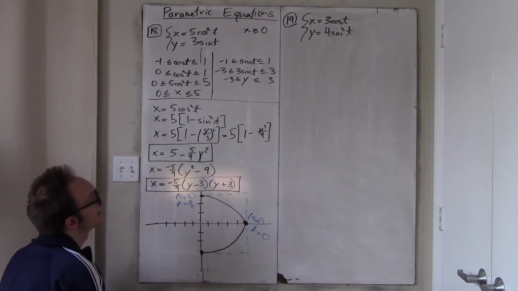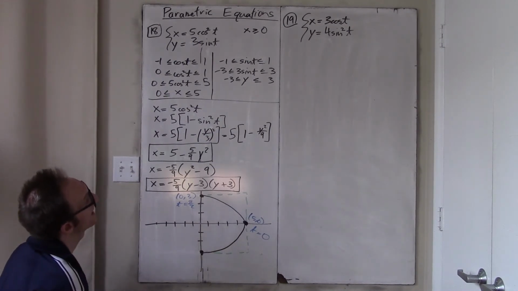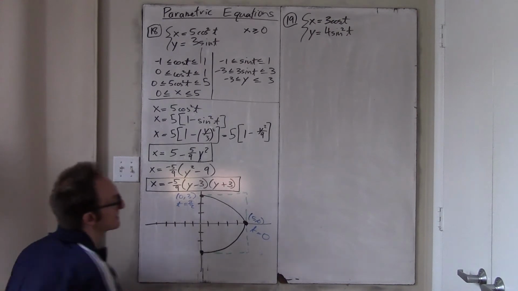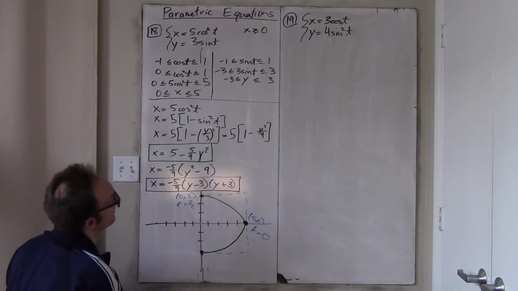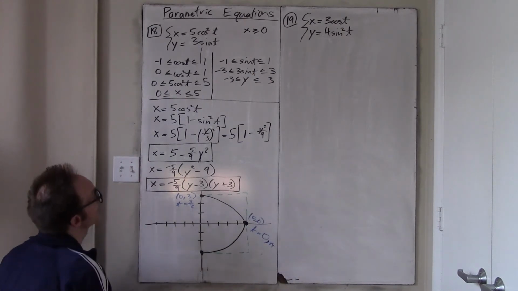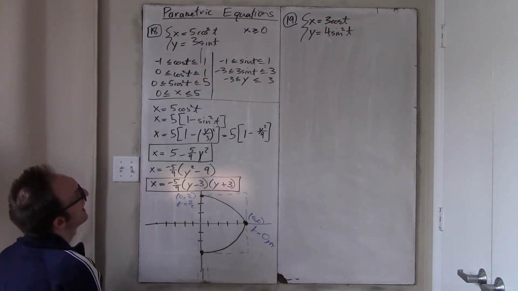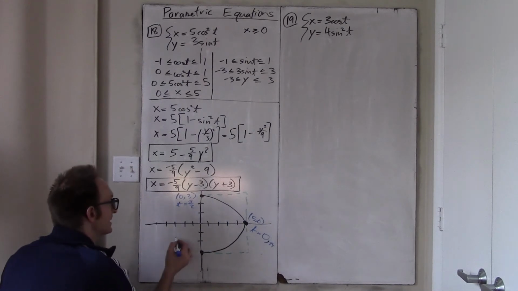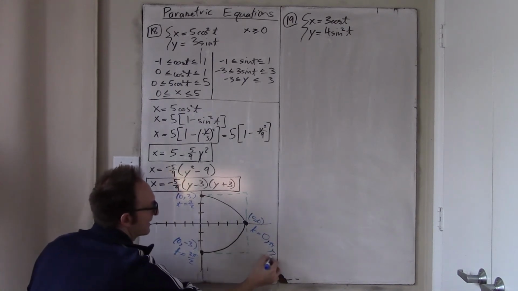And then at pi, cosine pi is negative 1, but then it's squared, so we also get 5, 0. So I'm back again here at t equals pi, and at t equals 3 pi over 2, I get 0, negative 3. So here I am at 0, negative 3, at t equals 3 pi over 2, and then back again here at 2 pi.